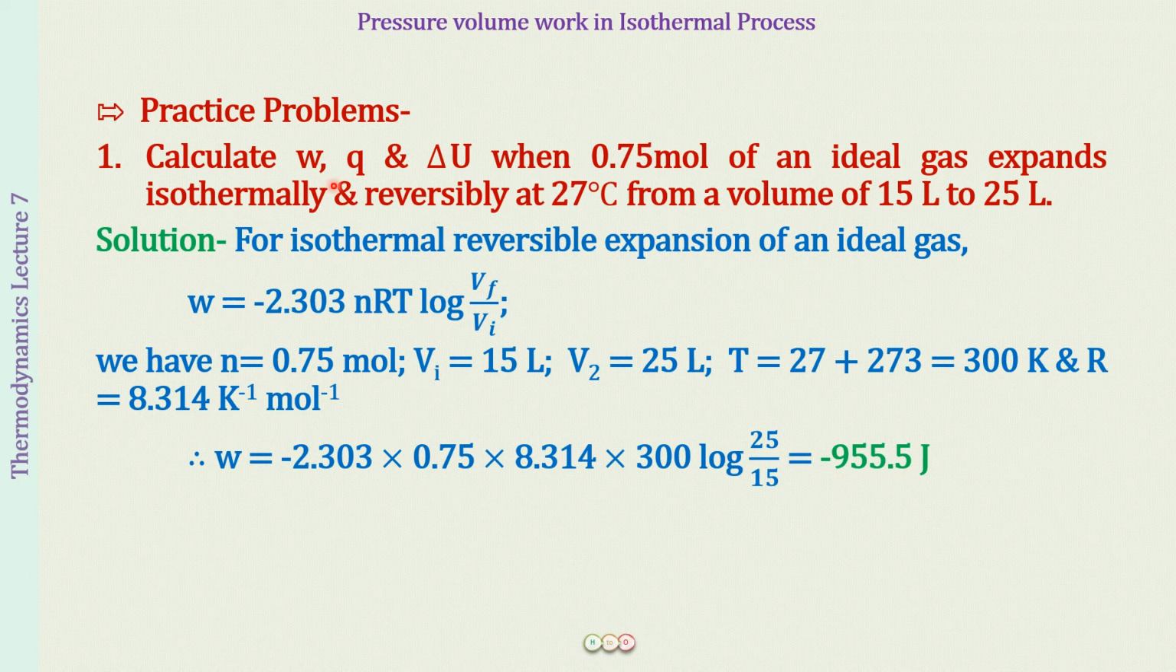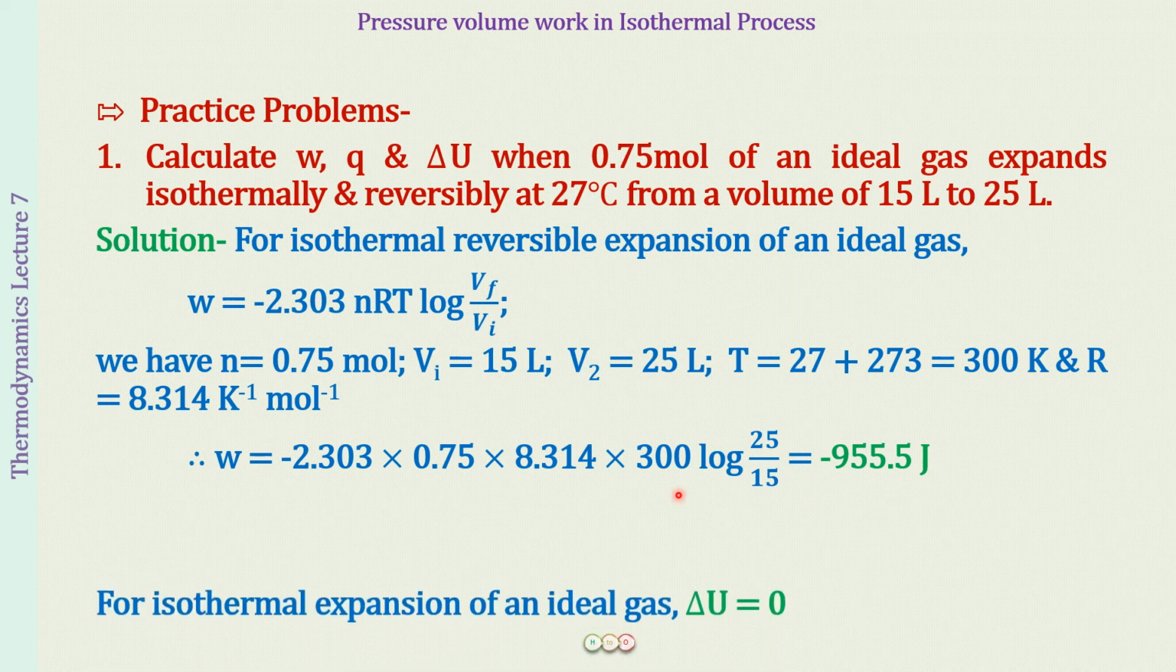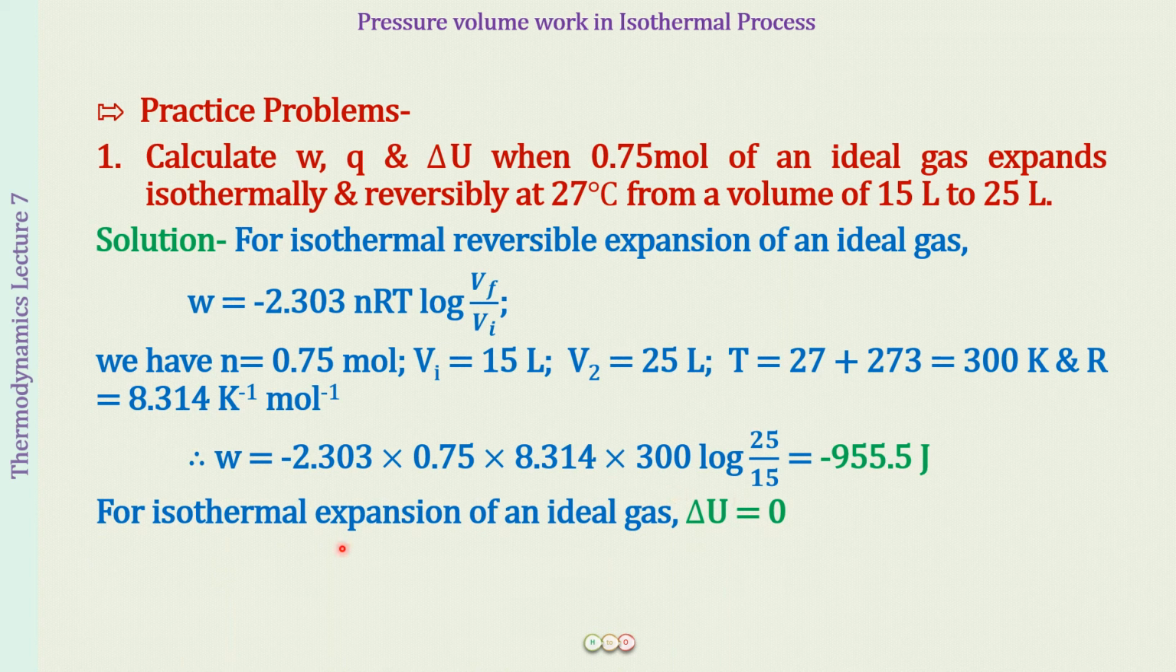Now next we have to find out Q. In the case of an isothermal process, delta U is going to be equal to 0, because there is going to be no change in the internal energy of the system. So whatever work is being done by the system, that much amount of heat is going to enter the system as well. So delta U is equal to 0, and Q is therefore going to be equal to minus W, that is plus 955.5 joules.